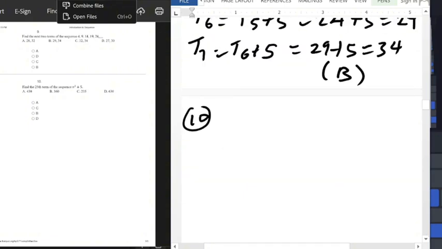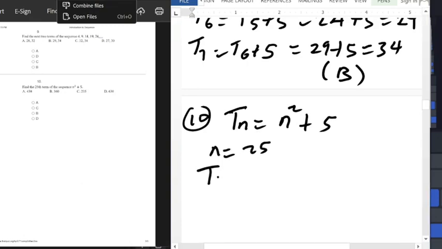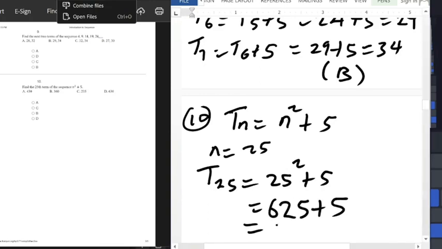So question 10 is find the 25th term of the sequence. The nth term is Tn equals n squared plus 5. The 25th term is when n is 25. So T25 equals 25 raised to the power 2 plus 5, which is 25 squared, that is 625. 625 plus 5 equals 630. That is option B.